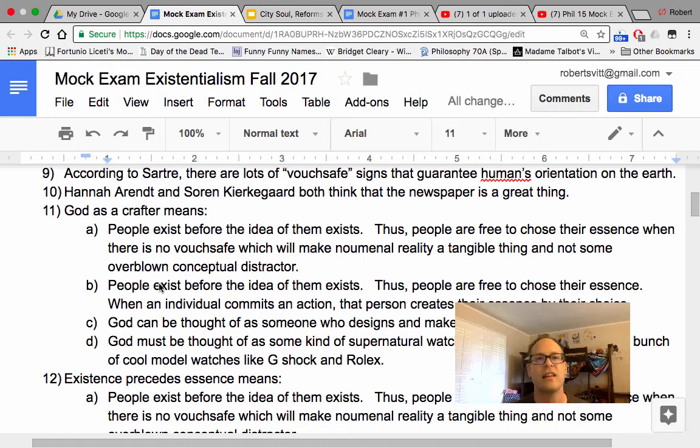Now, this may be a little misleading, right? Because really, when we talk about God as a crafter, we don't mean a crafter in the sense that he's putting together things that already exist. The notion of God, theologically, would be much more radical, right? God isn't putting things together like a watchmaker. God is creating the material from which you would make the watch. It's an even more radical thing. But generally speaking, what we mean is C.